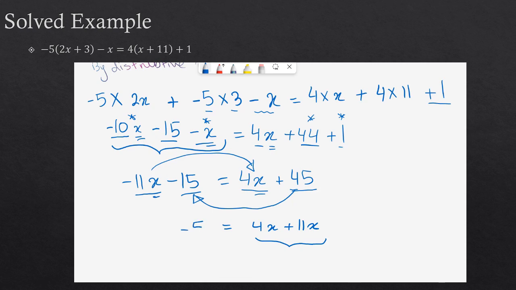So minus 15 is the same, but 45 will go to the other side with opposite sign. It is positive, so it will be minus 45, okay. Now we can combine the constants together and terms that include the x together.